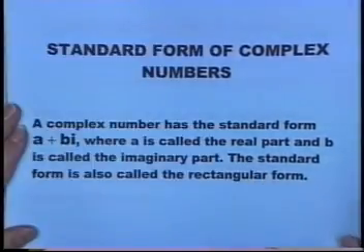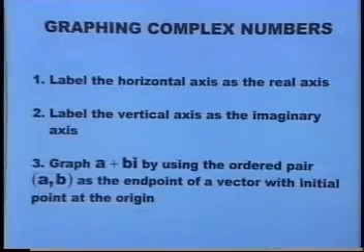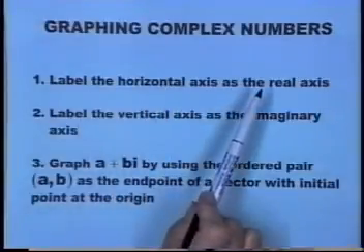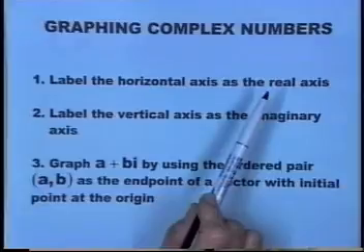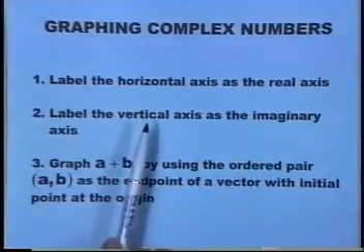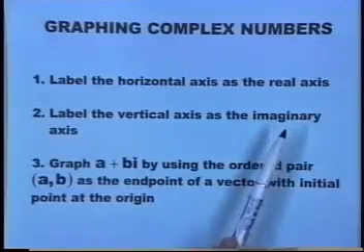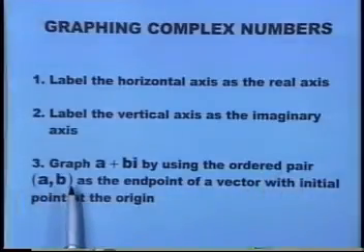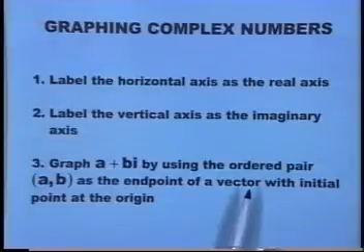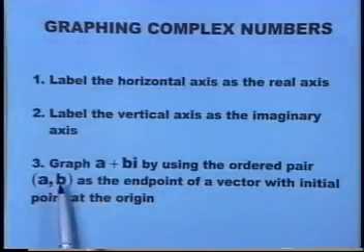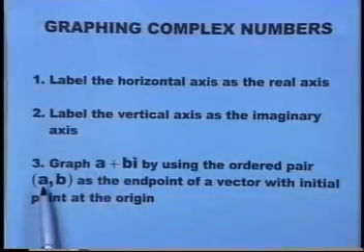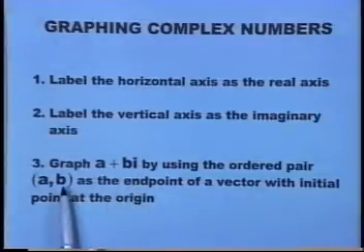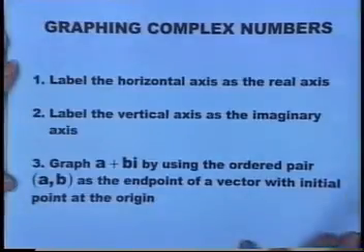So you do need a basic understanding of these complex numbers in standard form. Now, the reason we call them rectangular form is because of the way we graph these complex numbers. If you're graphing complex numbers, you label the horizontal axis as the real axis. That would be like the x-axis. And the vertical axis, or the y-axis that you're used to, is the imaginary axis. To graph a plus bi, use the ordered pair (a, b) as the endpoint of a vector with initial point at the origin. Notice this ordered pair: a, the real part, is the first coordinate, like x, and the imaginary part, b, is like the y value.